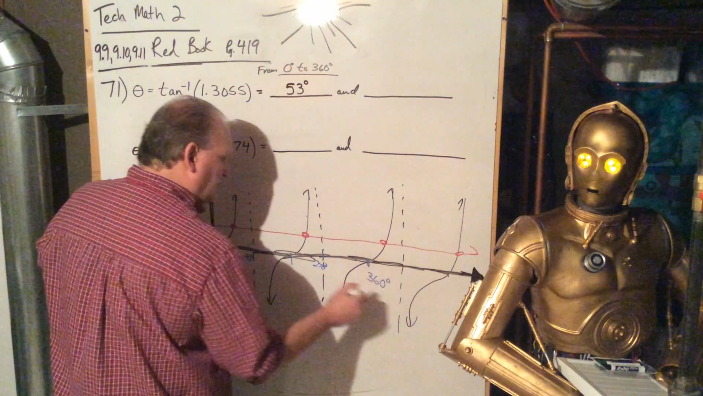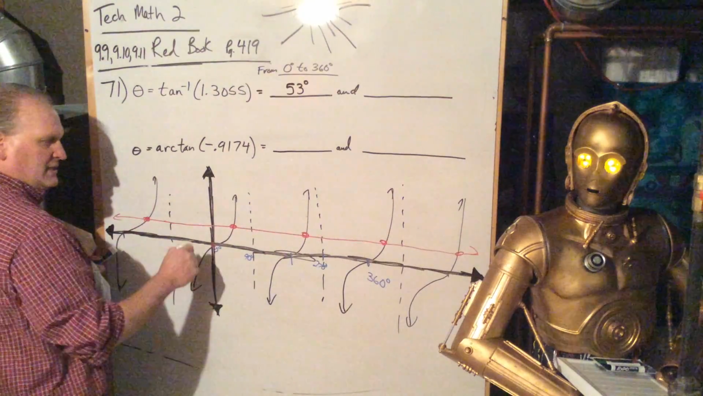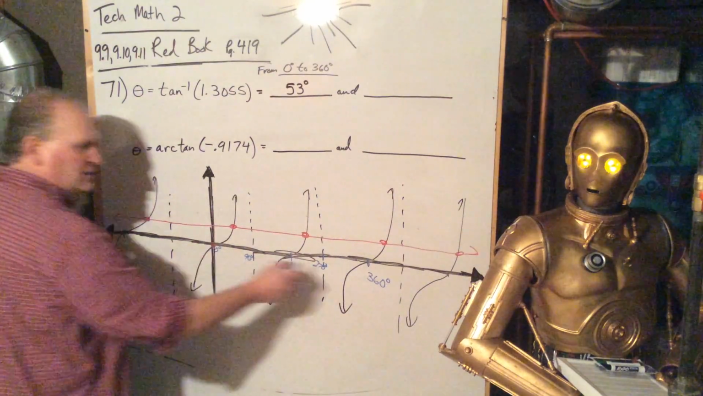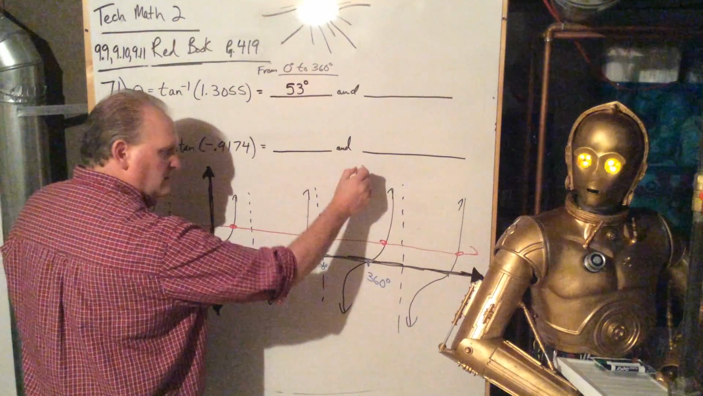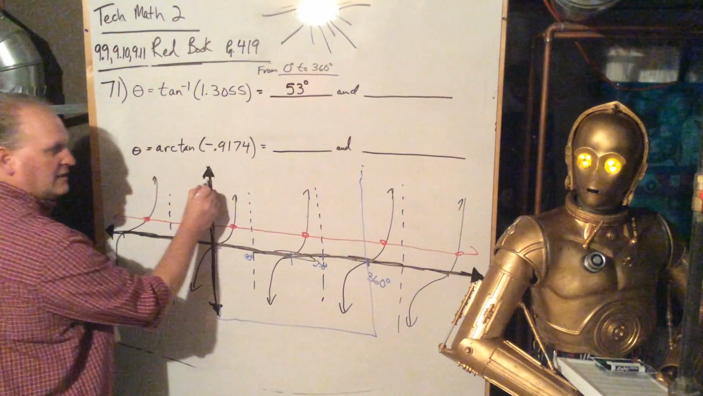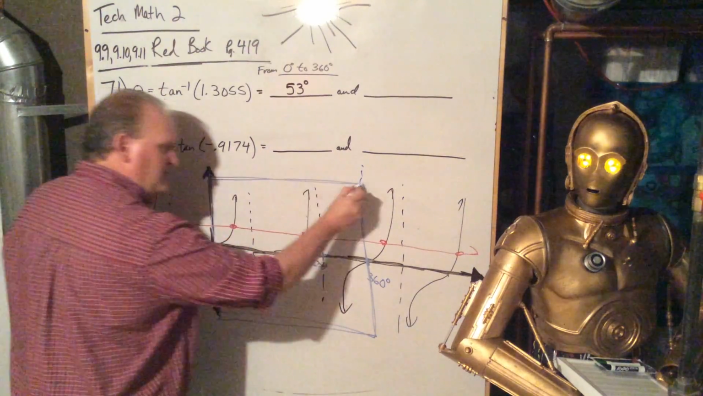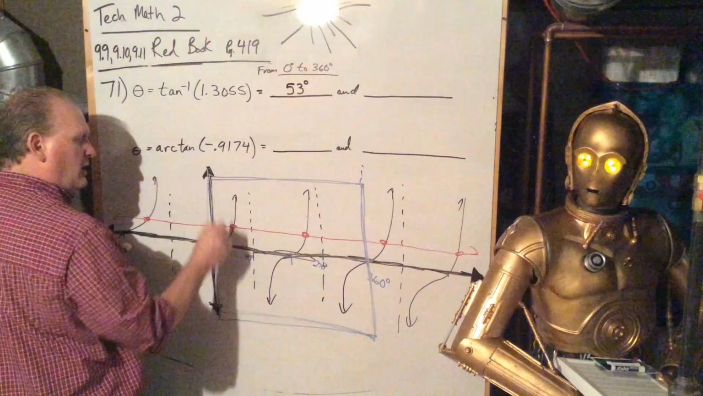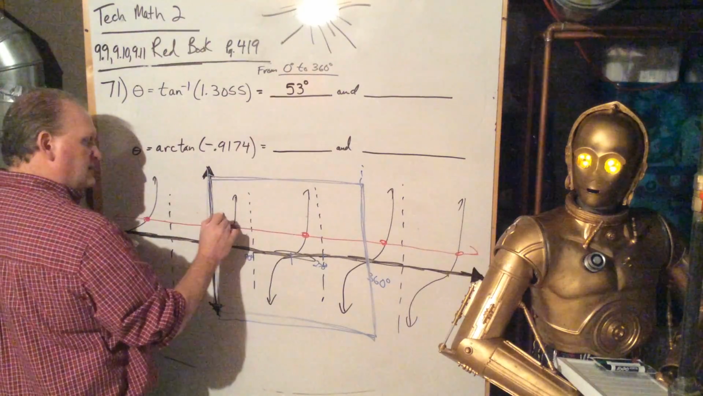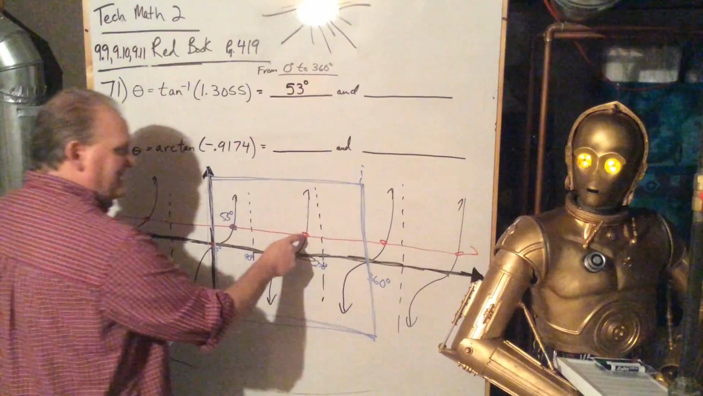So they don't want us to look at these points. They just want from 0 to 360. So just what I'm sectioning off in blue here, we only get to look at this window. How many answers happen in that window? Well, we already found the one. This was 53 degrees. Now here comes the trouble. We have to find this one.